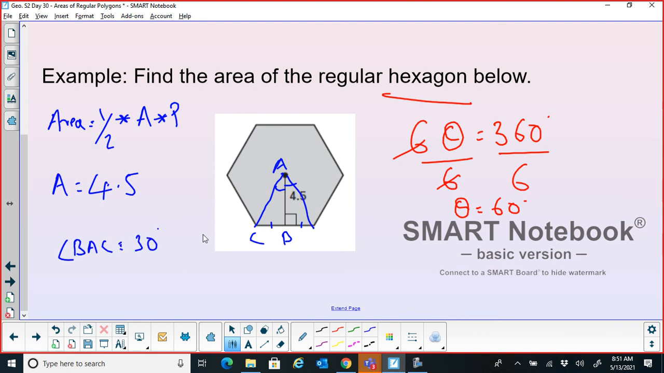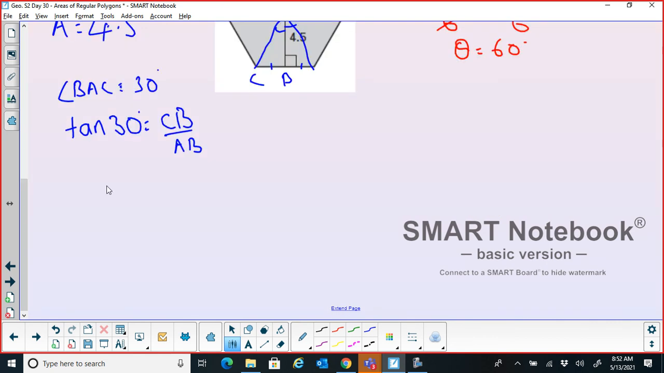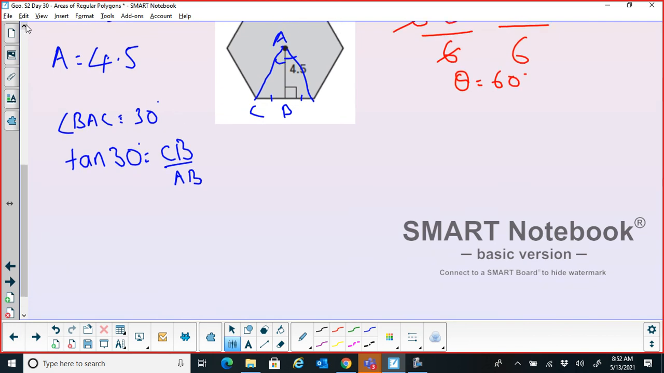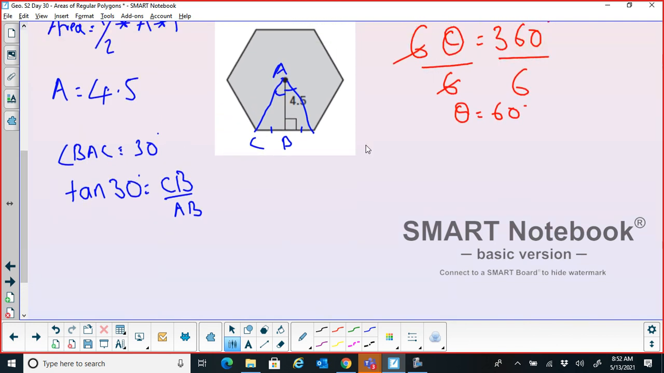And now I can apply trig ratios and get the value of CB. For 30 degrees, CB is the opposite side and AB is the adjacent side. So tan 30 degrees equals CB over AB. We are finding CB. Once we find CB, we can find the length of each side.